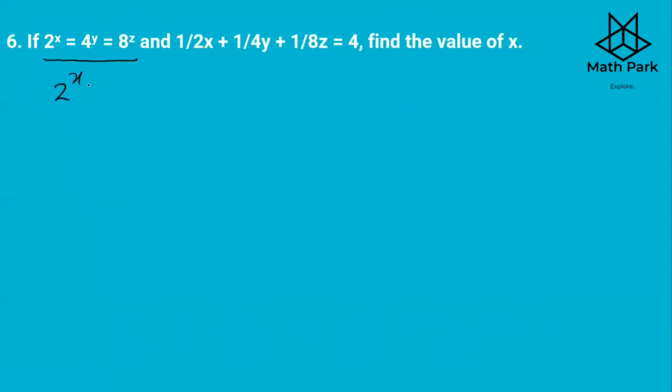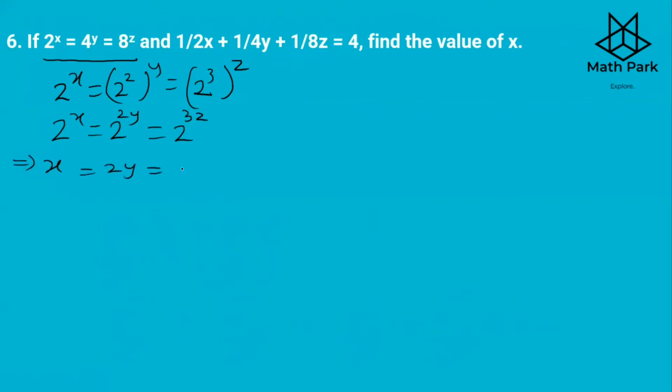2 raised to x, 4 is 2 raised to 2 raised to y, and 8 is the cube of 2, so 2 cube raised to z. So we get 2 raised to x is equal to 2 raised to 2y is equal to 2 raised to 3z. If the bases are same, we can equate the power. So you get x is equal to 2y is equal to 3z. Got it? So if x is equal to 2y, y is equal to x upon 2. And if x is equal to 3z, we get z is equal to x upon 3.